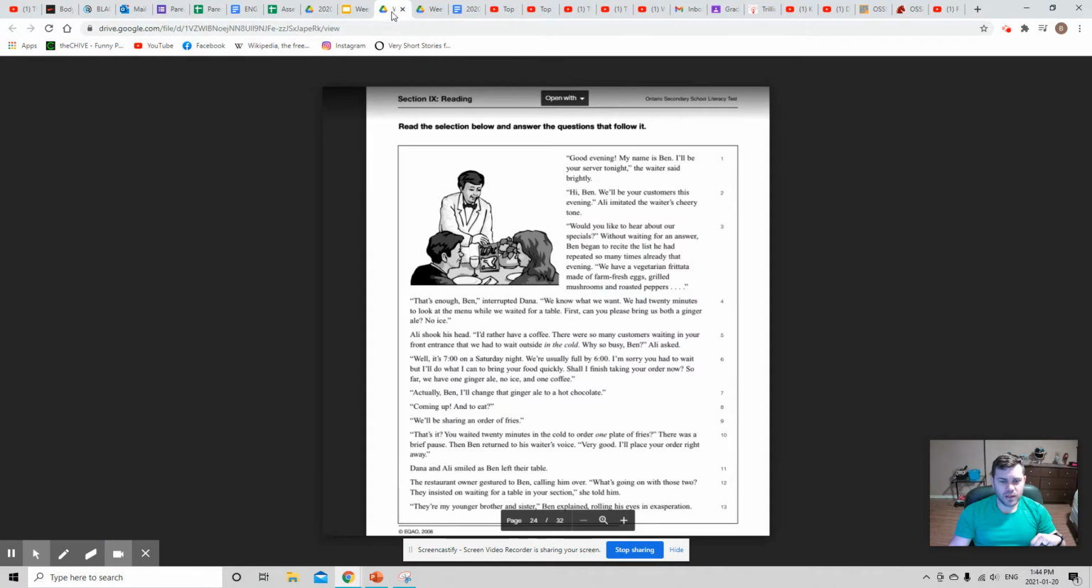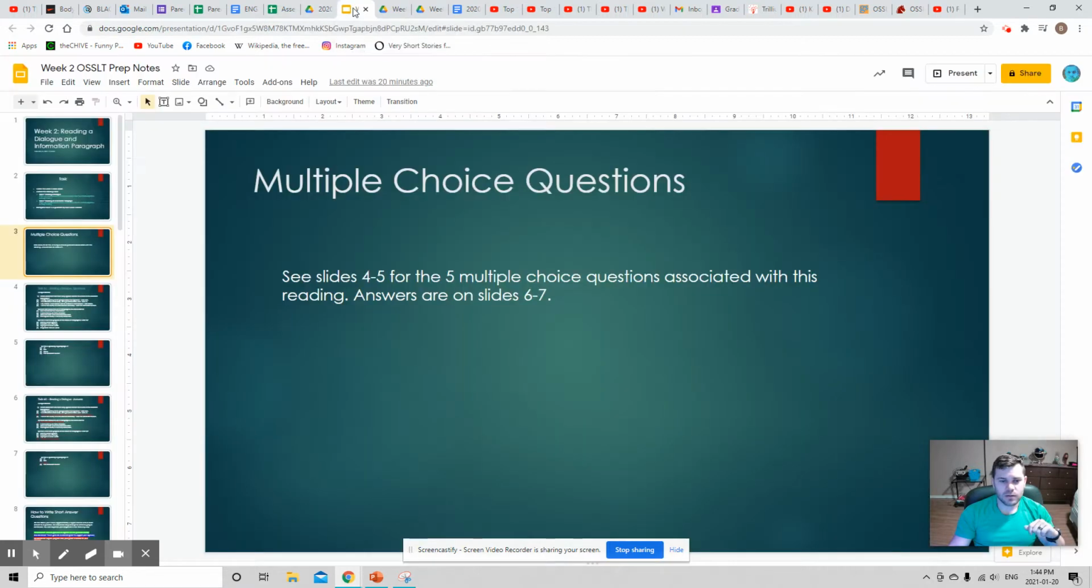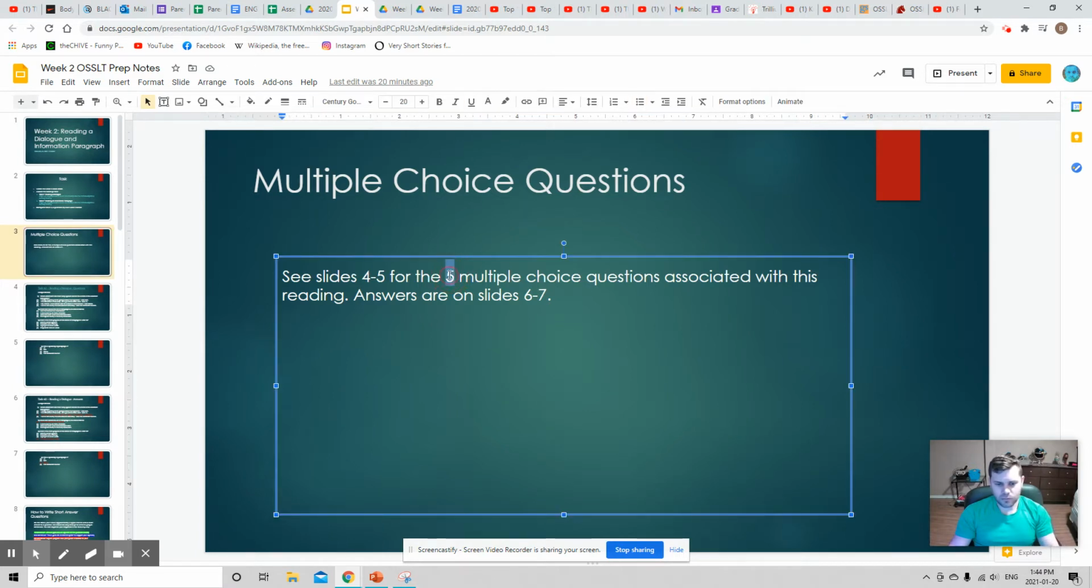All right, the first reading is this one. So it's just 1 page. I just want you to read this reading and answer the multiple choice questions. Actually, it's only 4 multiple choice questions, and the answers are on slides 6 and 7. So I know there's a lot of slides this week, but a lot of it is just reading very quickly.